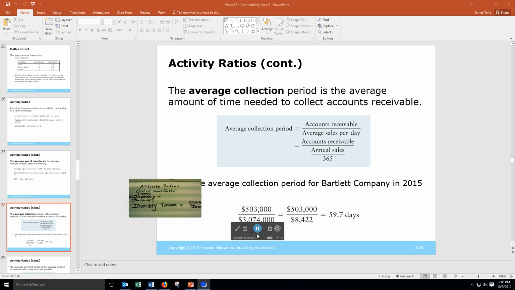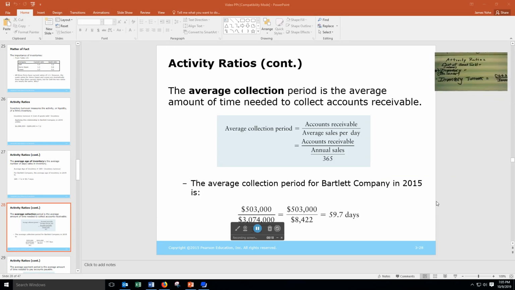Welcome to Business 311. This is from Chapter 3. These are activity ratios. We've already done the liquidity ratios. Now we're going to do activity ratios. This is for Business 311, Huntingdon College, and my name is Dr. James Joey. So right now we're going to talk about activity ratios.